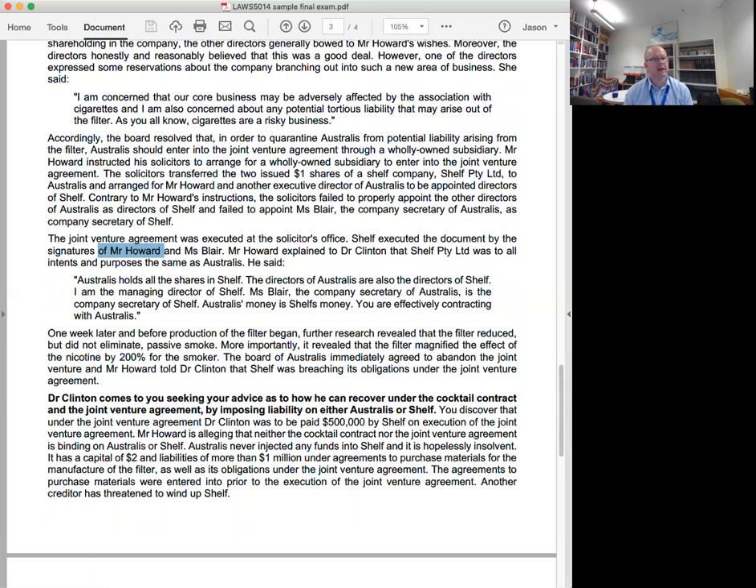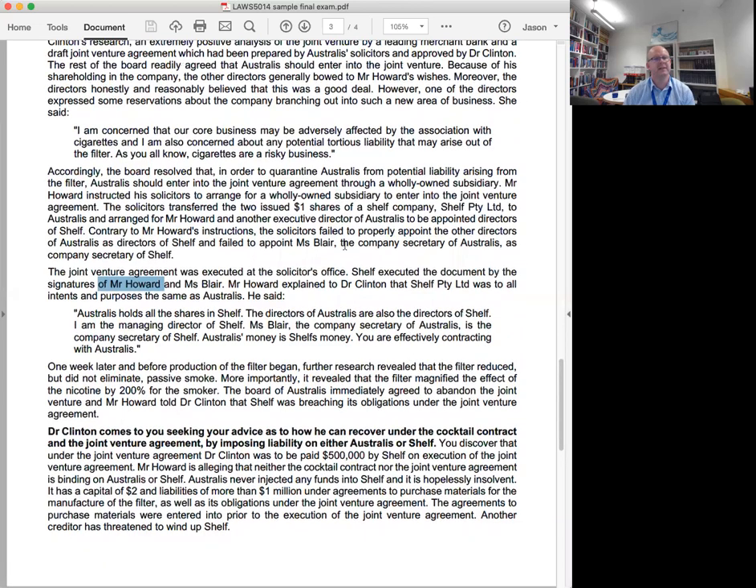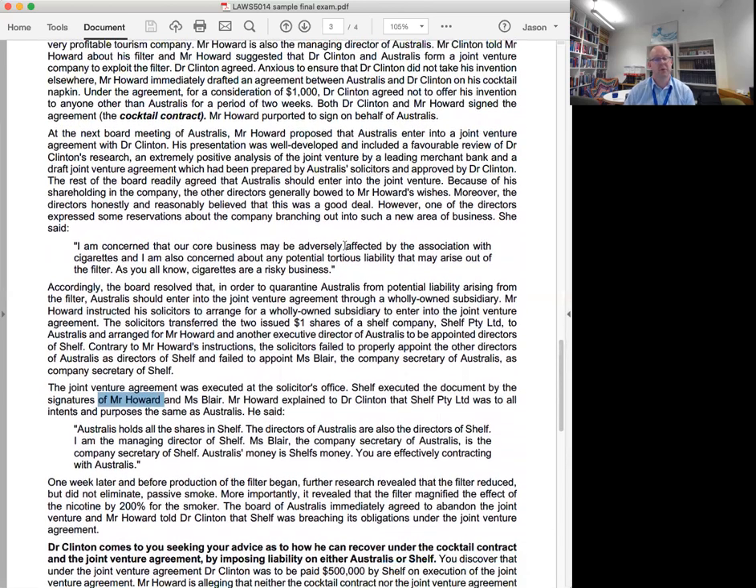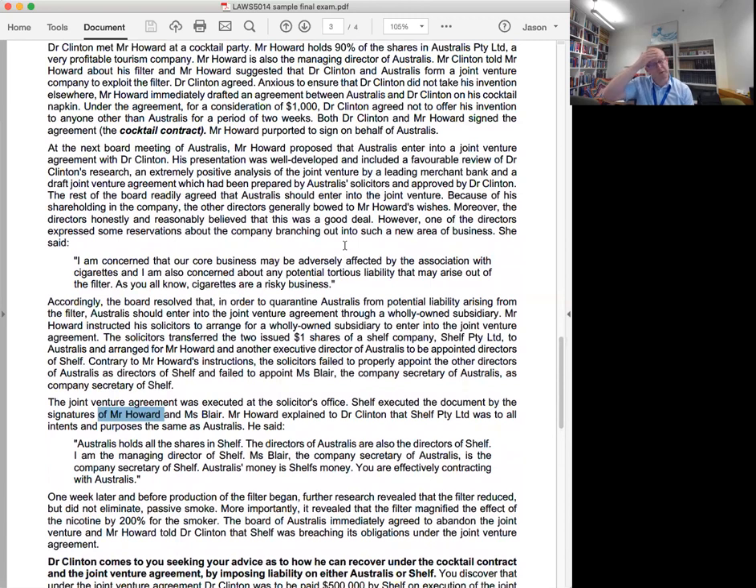Okay, 1 week later, before production, further research shows that there are problems, basically. All right, so now Dr. Clinton wants to enforce both the cocktail contract and the joint venture agreement. Now, can he recover under the cocktail contract, that means, can he get his $1,000? Probably. And you could go through that. I wouldn't spend too much time on it.